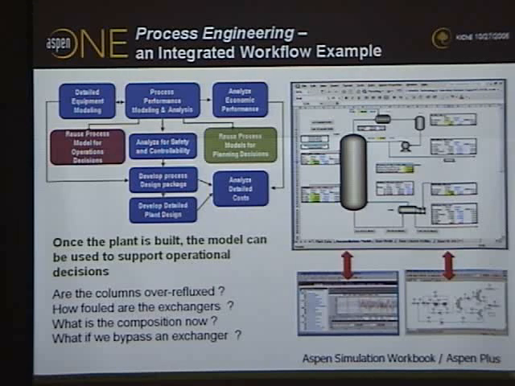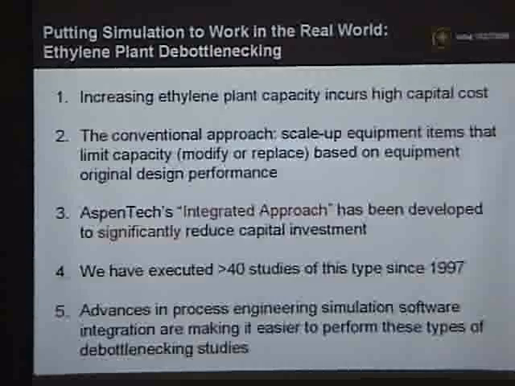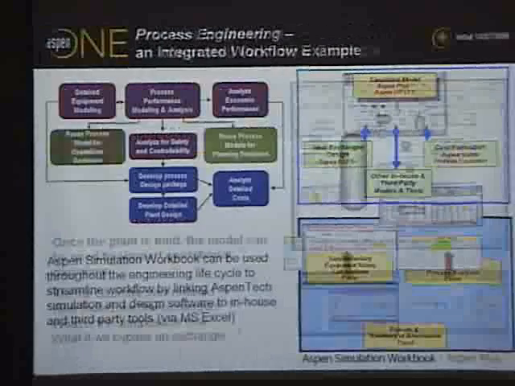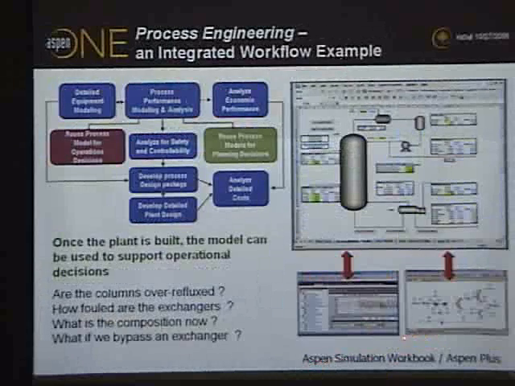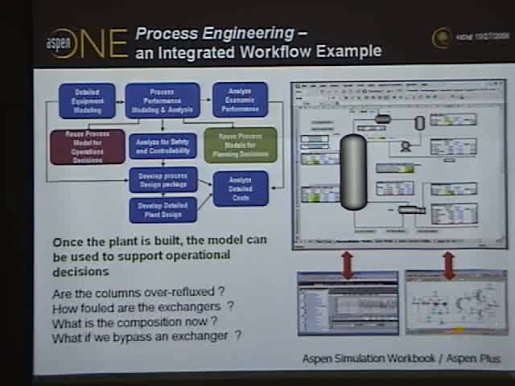But in the past several years, leading companies have started to take a new approach. They continue to keep the process model alive, up to date with the plant, and use it as an operations decision-making tool. So for example, there's a tool, Aspen Simulation Workbook, which allows us to link a process model to process data using Excel as a middleman.